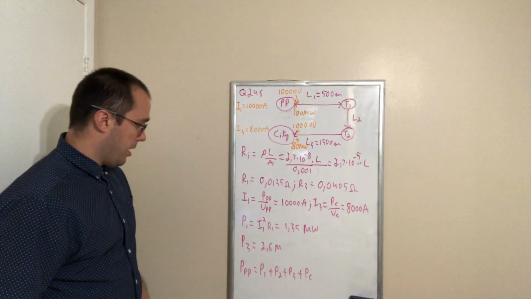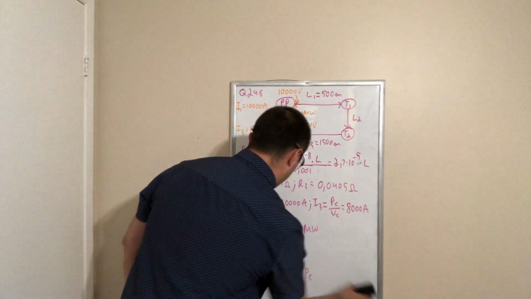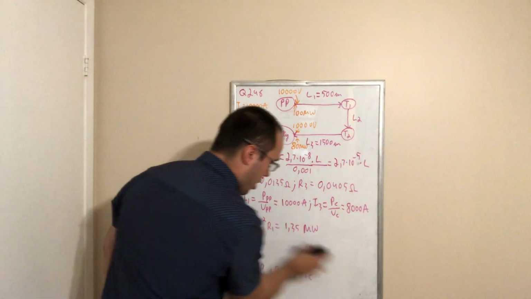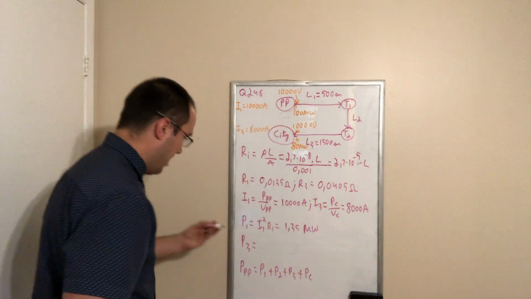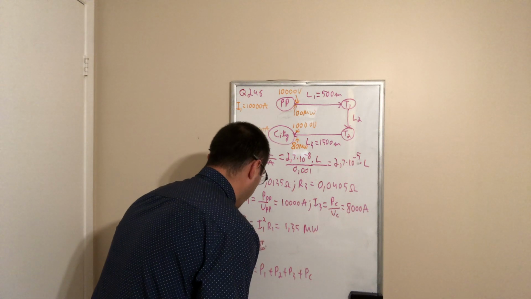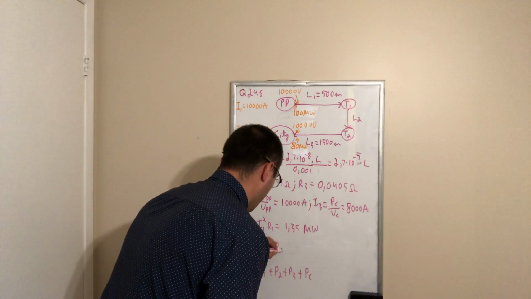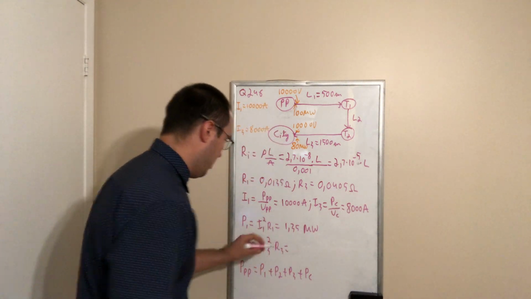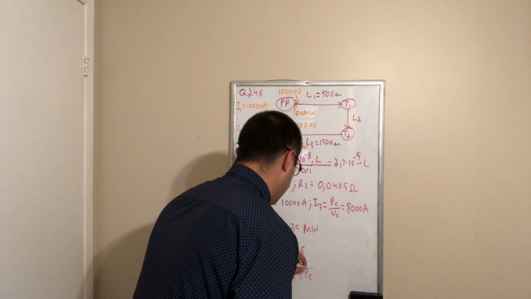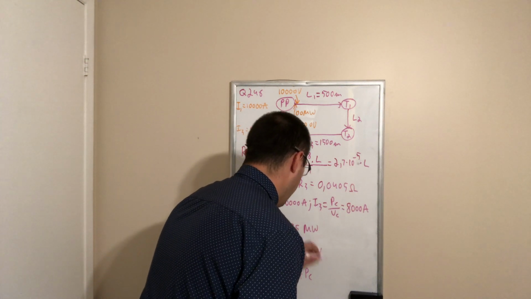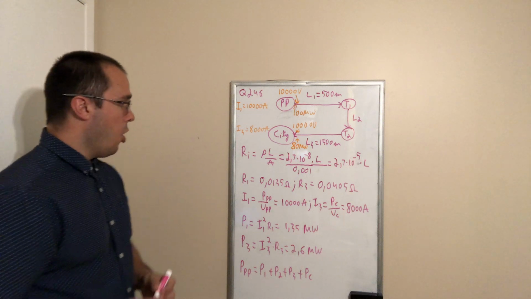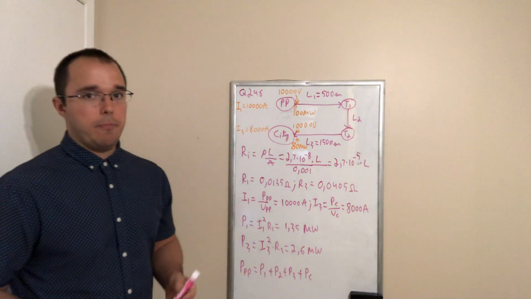We do the same type of calculation for P3. By the way, I'm going to erase that part just to make sure you get the full formula over here. So it is equal to I3 squared multiplied by R3, and it is equal to 2.6 megawatt.